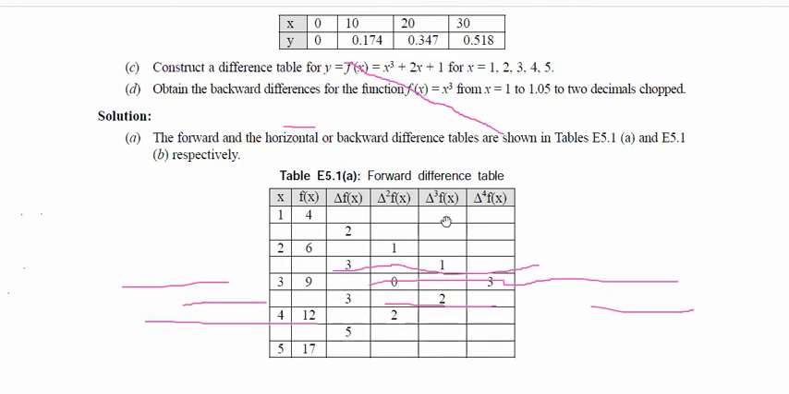Delta cubed y1. Sir, a minus should come here. Where will the minus come from? By the formula, delta cubed y1 is equal to delta squared y2 minus delta squared y1. Yes, sir. So 0 minus 1 is equal to minus 1. Here it is minus 1. Yes sir, it will be minus.